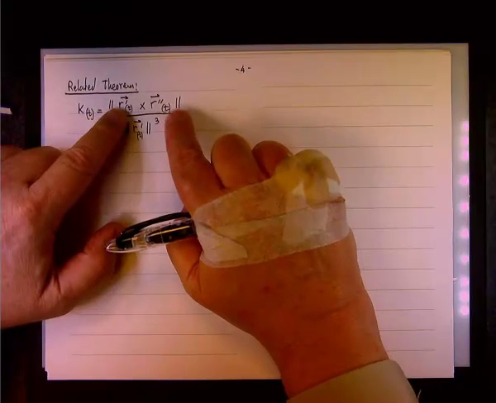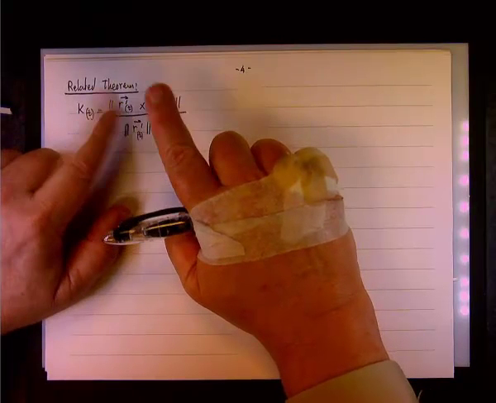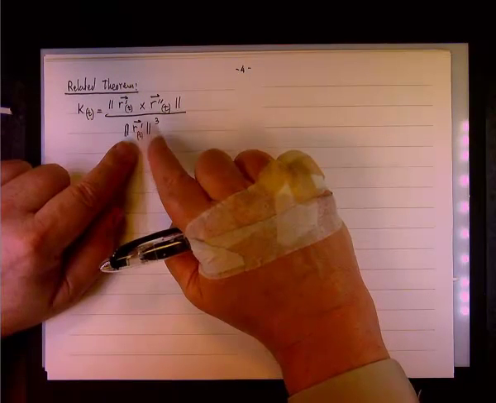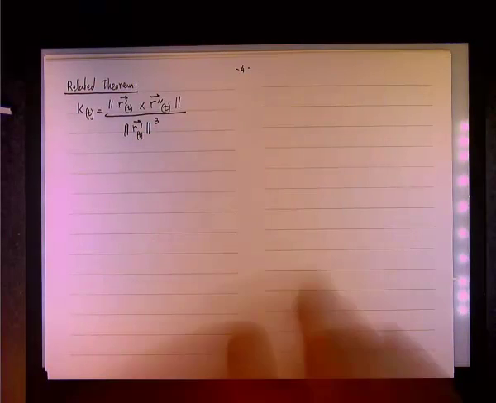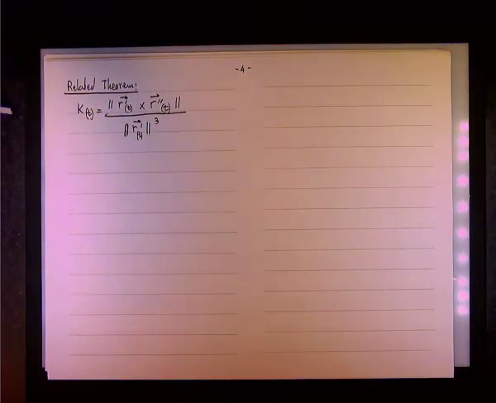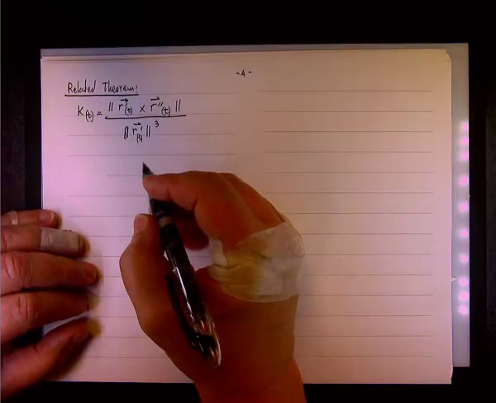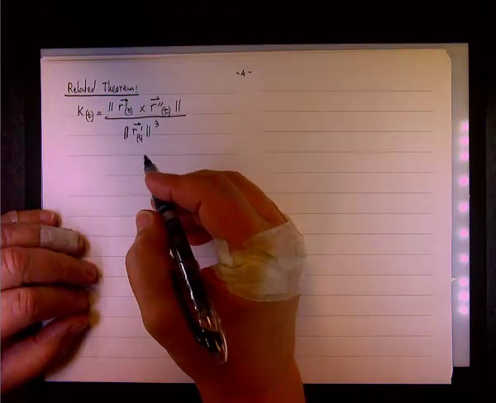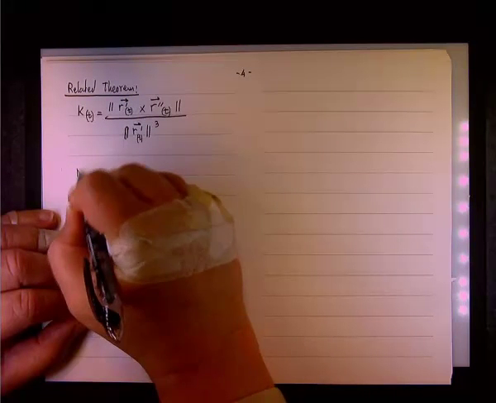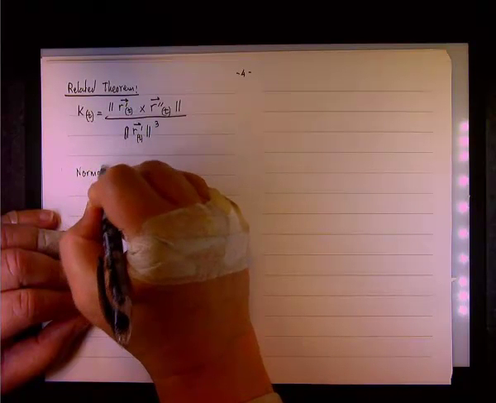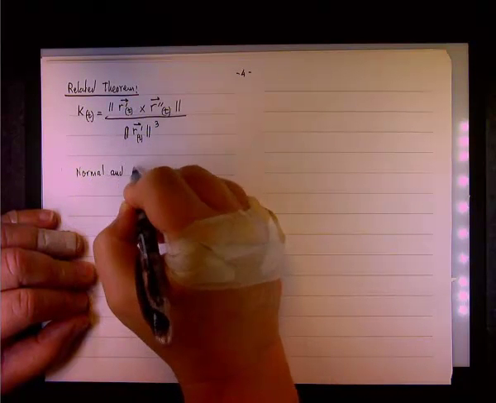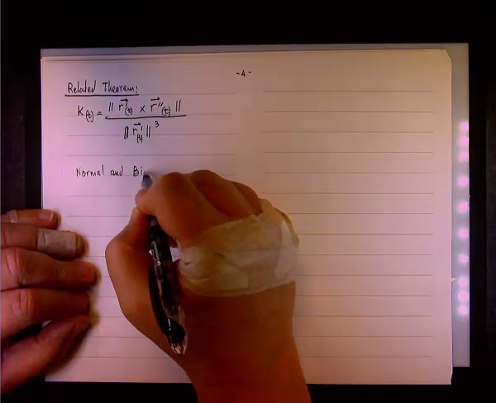You can see in terms of dimension, you have a vector squared here, divided by a vector cubed. So at least the dimensions are pretty straightforward. Let's talk about normal, binormal, and tangent. When we are already talking about tangent, let's talk about normal and binormal vectors.